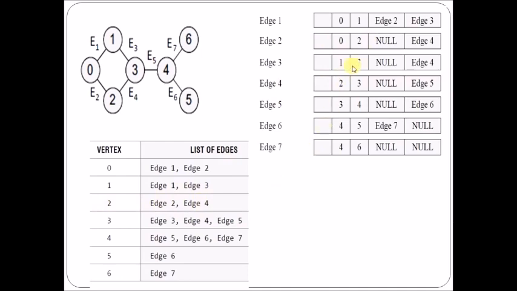For node 3, the node is represented in 3 different ways. That is, node 3 is present in edge 3, edge 4 as well as edge 5. So I have written here edge 3, edge 4 and edge 5. Similarly for all the vertices that are present in the given graph.